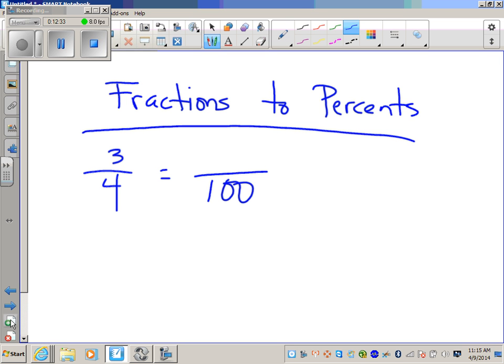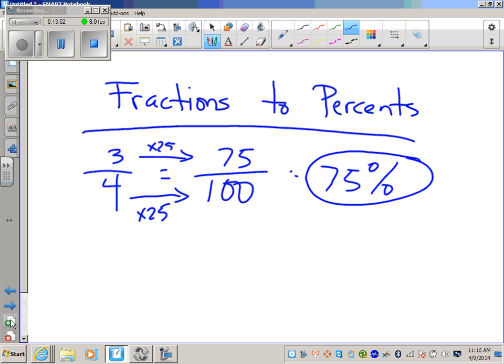Because I know whatever I get, if the bottom number is 100, I can also call it a percent if I want to. And if they're asking you to put a fraction to a percent, that's what they want you to do. So now it looks like any other proportion. When I was solving ratios before, the first thing I always looked for was a relationship between the numbers that were already there. So can I get to 100 from 4? Yes. Times what? 25. So 3 times 25 must be 75. So 75 over 100 equals 75%. If they ask you to write it as a percent, what do you absolutely need? Percent sign.